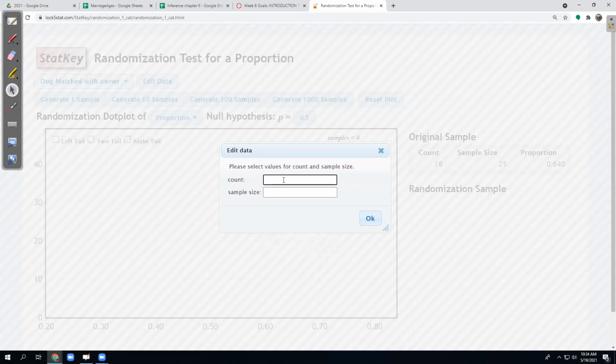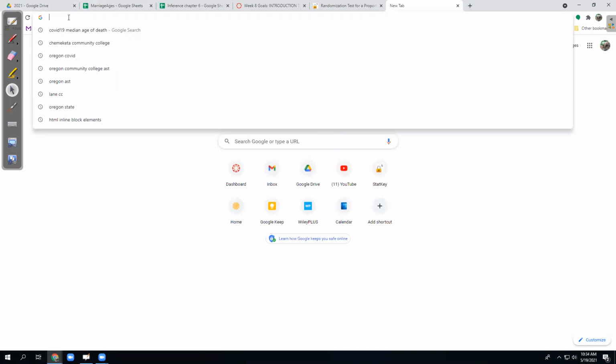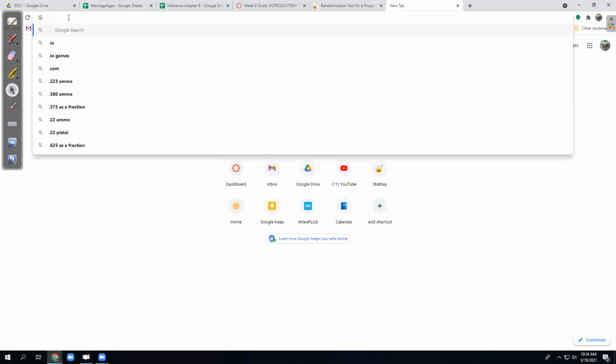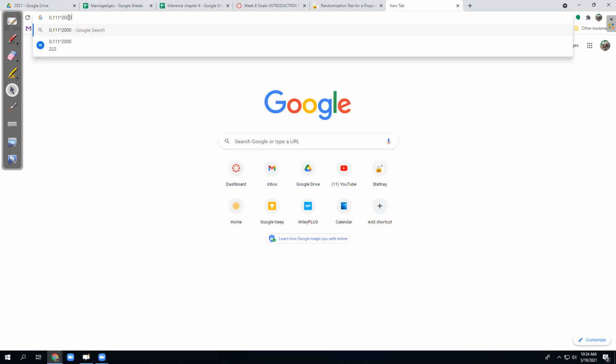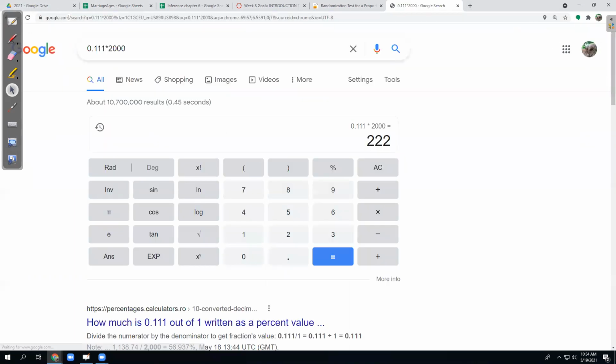Count. That would be the number of the 2,000 people. Well, I don't have that, but it was 11.1%, which would be 11.1 out of 100. If we multiply that by 20, I think we get 222. I'm going to check that on a calculator in case my brain ain't working right. So what is 0.111 times 2,000? Yeah, 222. So that would be the count.